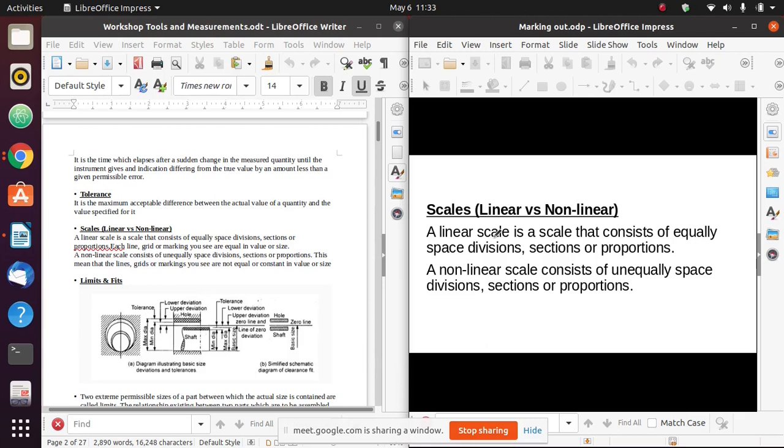But you'll find instruments that do have a non-linear scale. For example, moving coil instruments. Moving coil instruments are used as ammeters or voltmeters. You find that the scale on those instruments is not linear. The divisions are not equally spaced, meaning that those divisions are not equal in size. So with moving coil instruments, you'll find that at the beginning of that scale from 0, the divisions are very close together. But as you increase, the divisions of that scale also increase in size.